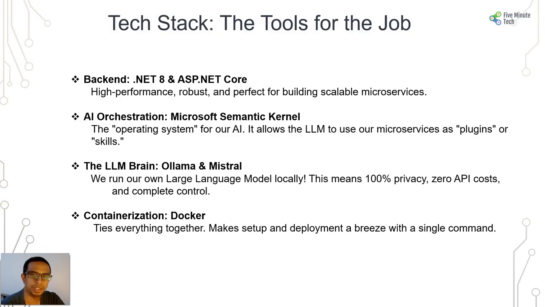The LLM brain is our Ollama, and we have used Mistral, which we run on our local LLM locally. This means 100% privacy, zero API cost, and complete control. The application is containerized in Docker, so it ties everything together and makes setup and deployment very easy. So we'll dive deep into the application implementation in our next part. This was the basic design structure.